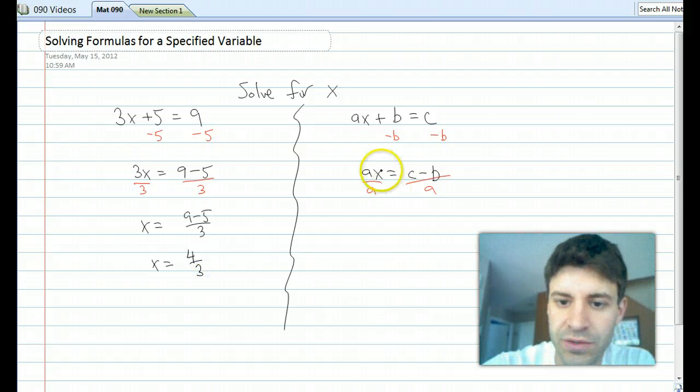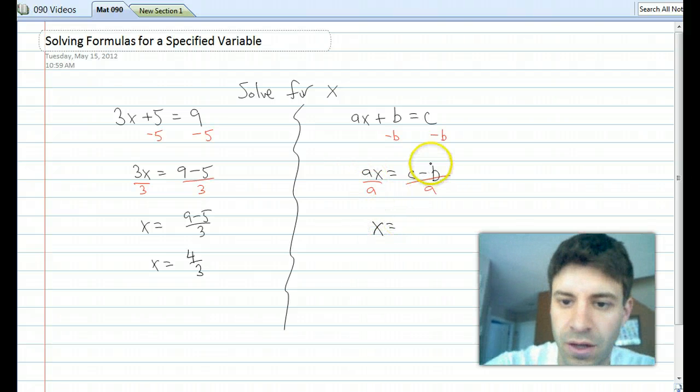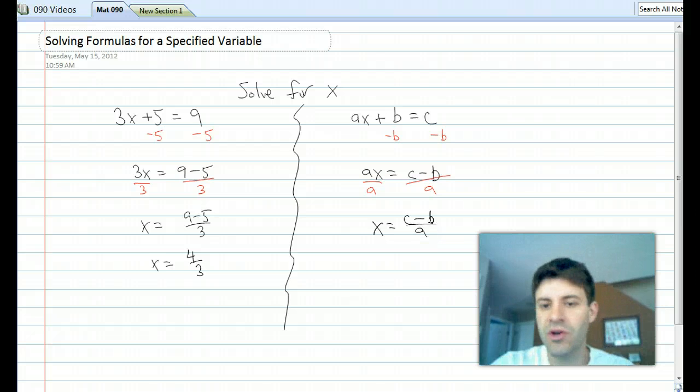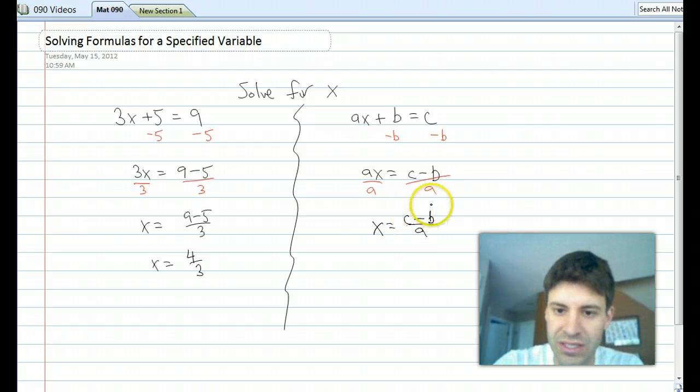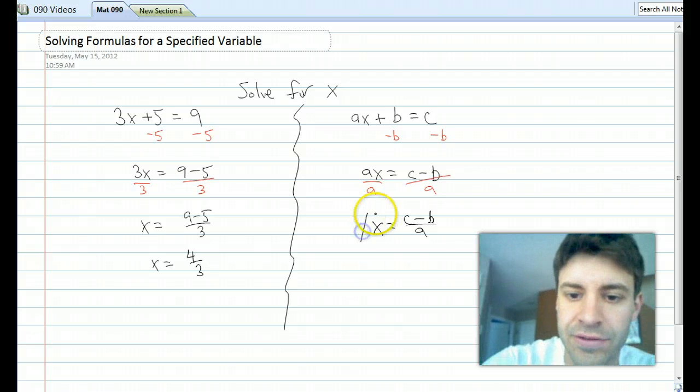On the right equation over here, the a divided by a cancel, and you're just left with an x. That was our goal. On the right, what we have is c minus b over a. And since we don't know what c, b, and a are, we can't simplify that any further, and that's your final answer.